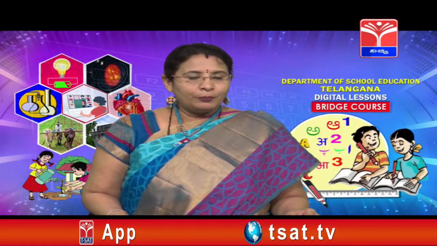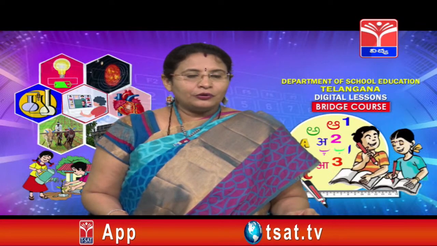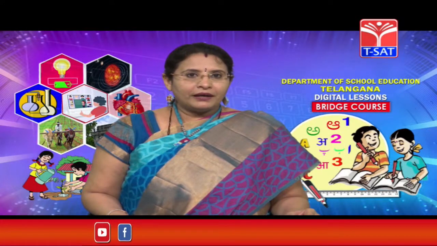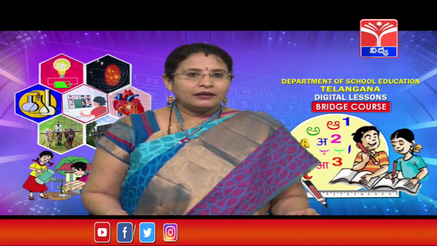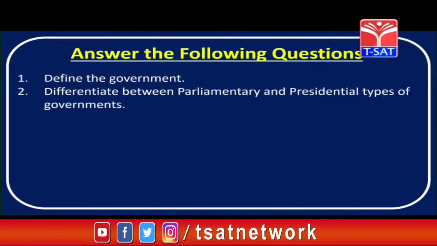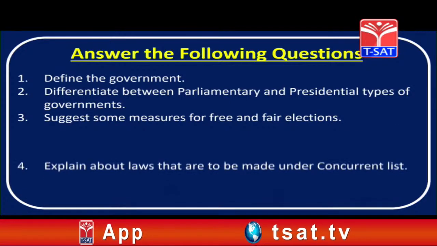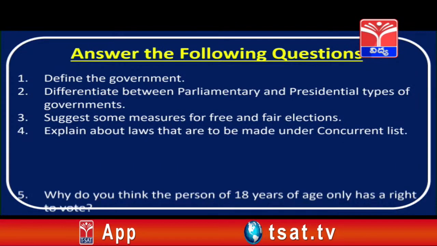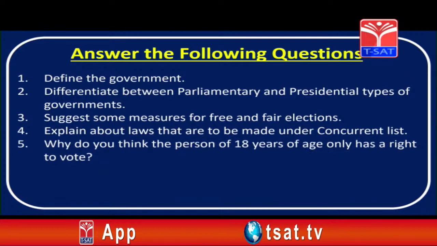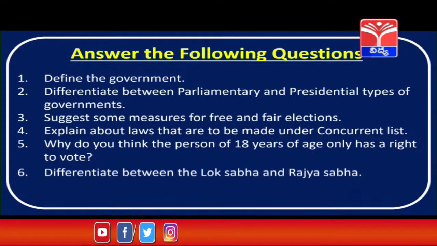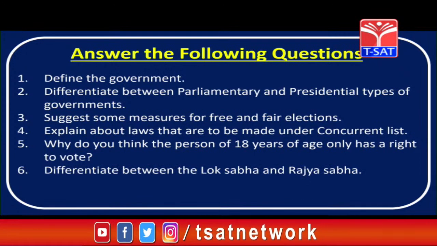So children, I hope the topic is very much clear to you. Based upon our today's topic, here comes your assignment. Define the government, differentiate between parliamentary and presidential types of governments, suggest some measures for free and fair elections, explain about the laws that are to be made under concurrent list. Why do you think the person of 18 years of age only has a right to vote, and differentiate between the Lok Sabha and Rajya Sabha.